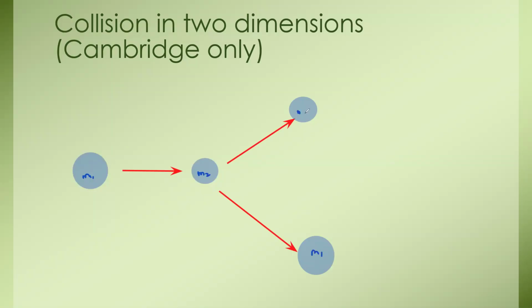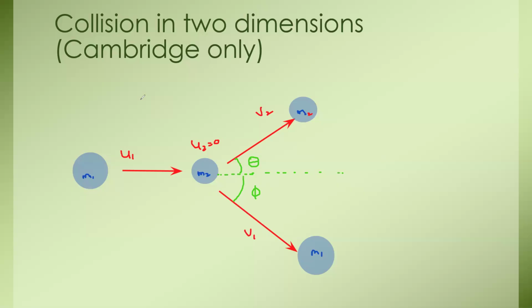For example, this is M1 and this is M2. Say M1 was moving with velocity U1, and M2 was, for example, initially at rest. After the collision, the velocity of M1 is V1 and the velocity of M2 is V2. They make angles with the x-axis. If you take an x-axis here, one angle is theta and the other angle is, for example, phi.